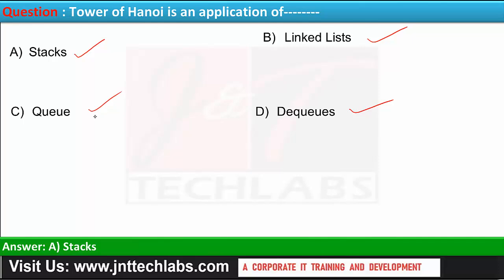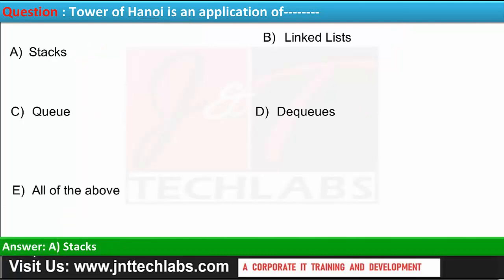Why did it come into existence? Where is it useful? We have a specialty for each and every data structure. No data structure is useless, and no data structure is perfect. So according to the situation, the right one will be highlighted. Linked lists and deques also will be there. In the Tower of Hanoi problem, we need to go for stacks. So this is the important thing we need to know.